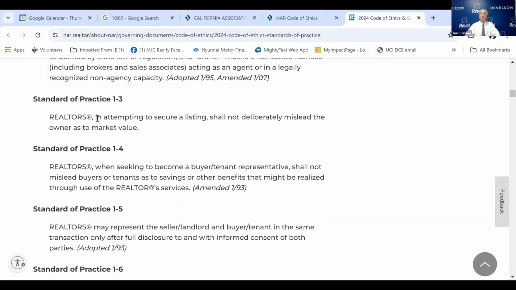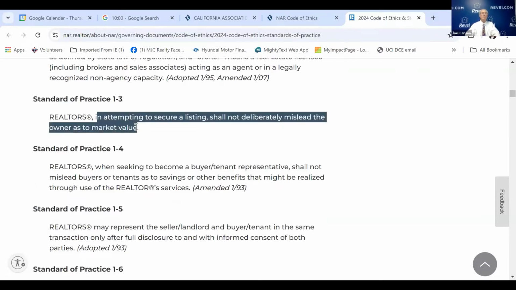Standard practice 1-3 covers when attempting to secure a listing, deliberately misleading them as to the value. This is the one I've heard before, where they say, well, wait a minute, you got several realtors that are going to come and give you a property evaluation. Let them all tell you what it's worth and then call me in at the very end and I'll tell you what it's really worth.